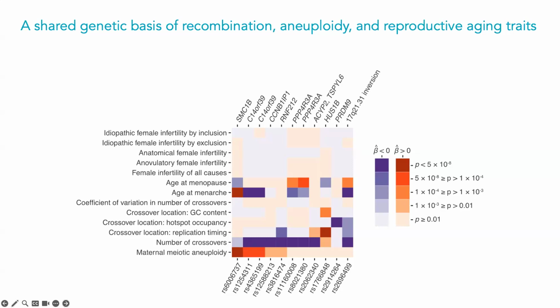Darker purple indicates more significant negative association. Darker orange indicates more significant positive association. And we polarized all of these according to the aneuploidy-increasing allele. And so what we see when we do this is we can identify additional associations.